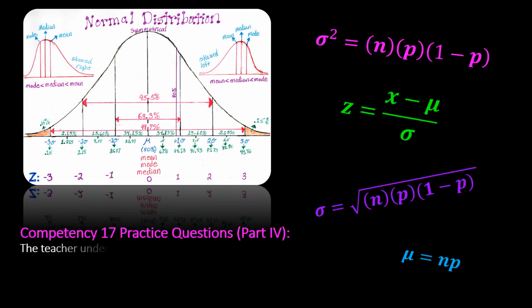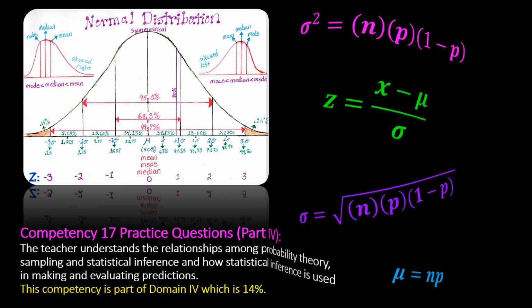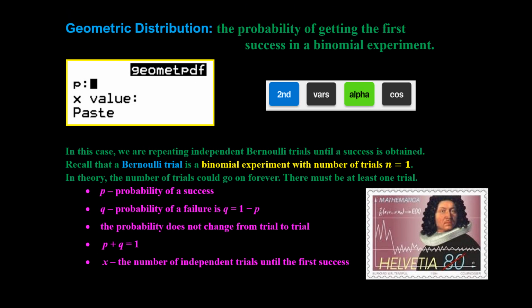This is part 4 of our Competency 17 practice. In this video, we will begin working with geometric distribution. This is the probability of getting the first success in a binomial experiment. In this case, we are repeating independent Bernoulli trials until a success is obtained.